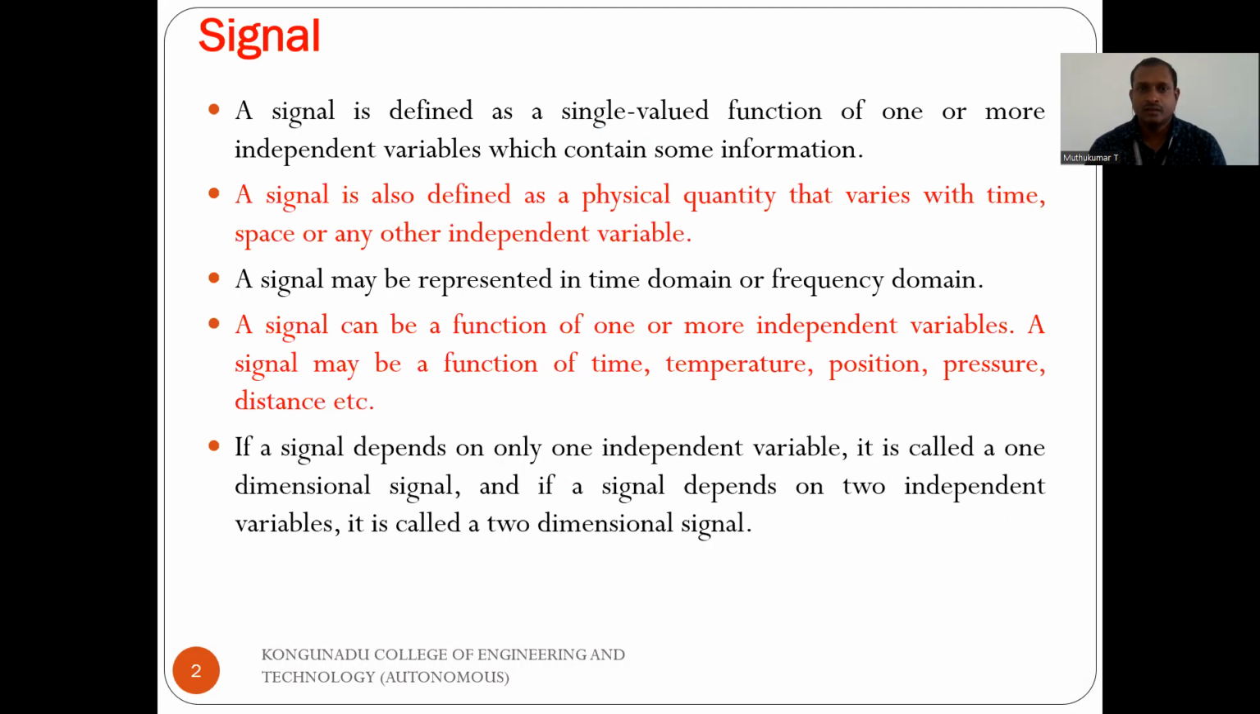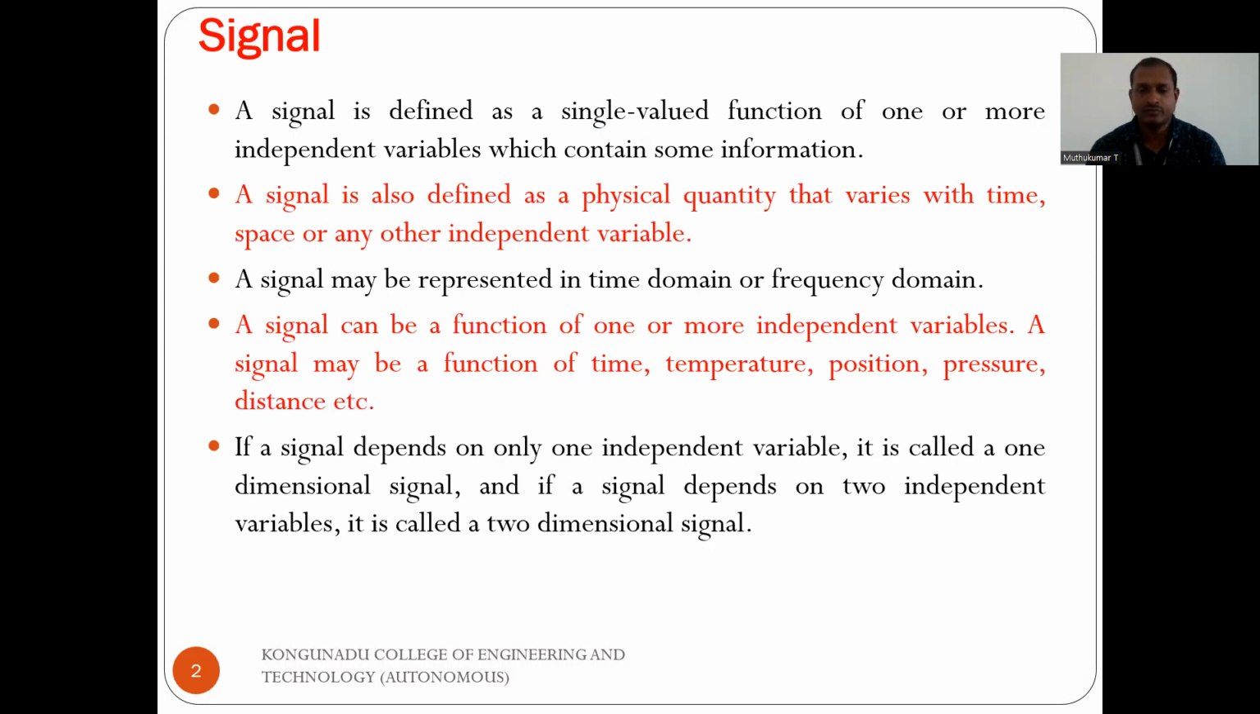Signal is defined as a single valued function of one or more independent variables which contain some information. So it's a single valued function which contains one or more independent variables. Also, it carries some information. And also, it is a physical quantity that varies with time, space, or any other independent variables. It is also represented in time domain or frequency domain.